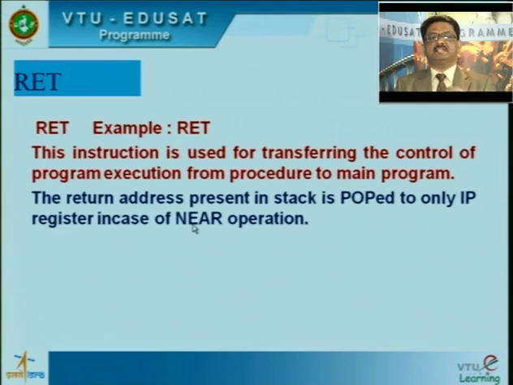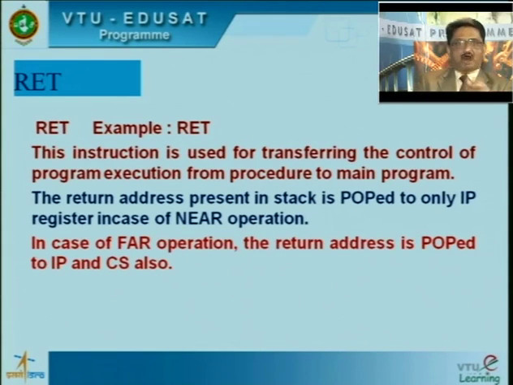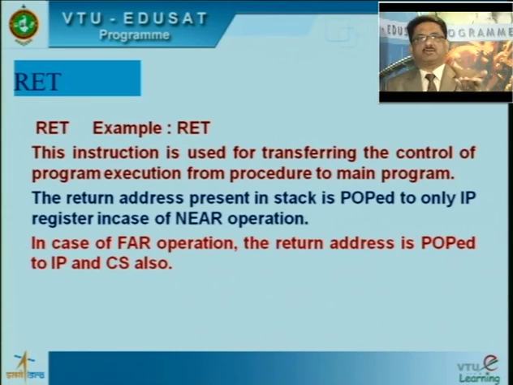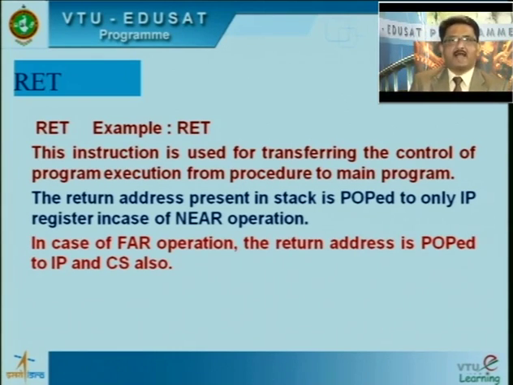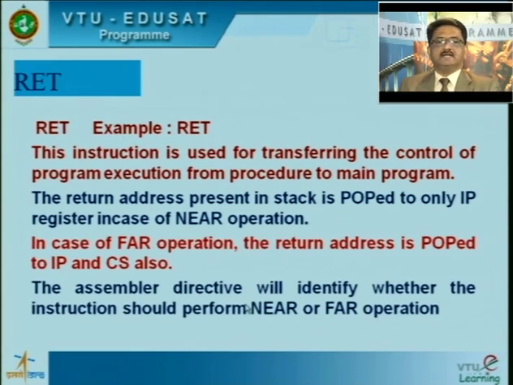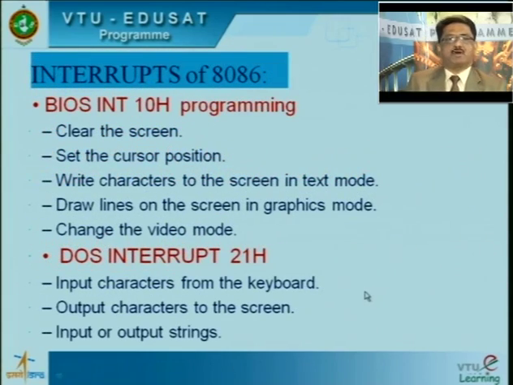The return address present in the stack is popped. So whatever return address was pushed during the call instruction will be popped. For an intra-segment call, only IP will be popped, because it is a near operation. For a far return, both CS and IP will be popped, because during the far call, both IP and CS were pushed onto the stack, and obviously that has to be retrieved back from the stack during the return instruction. The assembler directive will identify whether the instruction should perform a near or a far operation. That is very important.